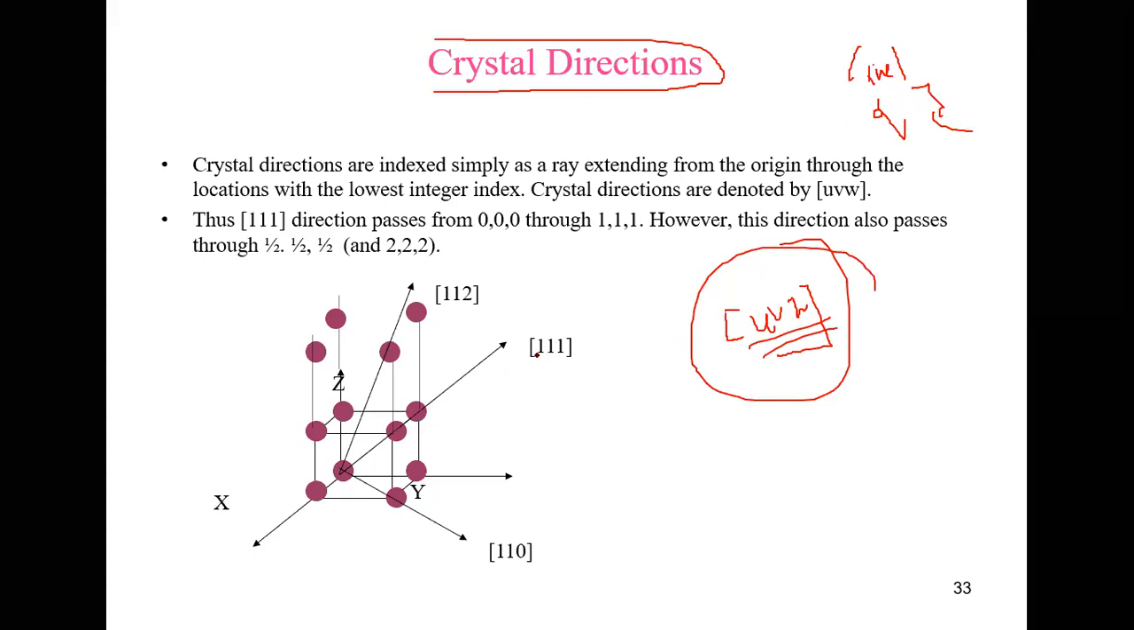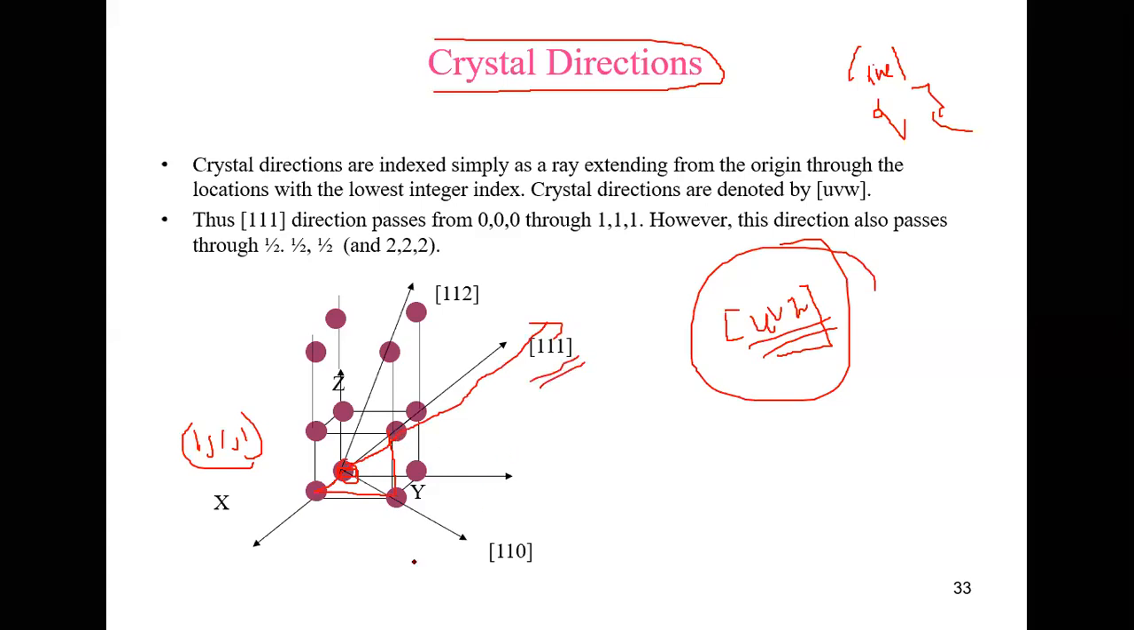So the [111] crystal direction. How will you draw that? This is the origin. This is 1 on the x-axis, 1 on the y-axis, 1 on the z-axis. The Cartesian coordinate of this point is 1, 1, 1. So you draw the ray from the origin to this atom. That is the [111] direction.